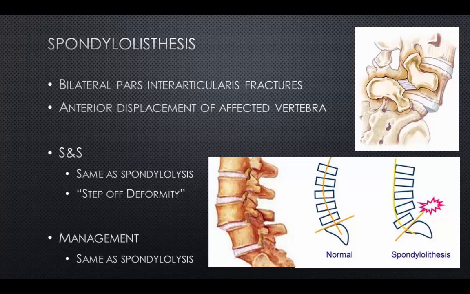A spondylolisthesis is a more severe version of a spondylolysis. This includes a bilateral pars interarticularis fracture. This injury may also include anterior displacement of the affected vertebrae. The signs and symptoms of a spondylolisthesis are the same as they are for a spondylolysis. However, this injury may also include a step-off deformity, which means when the spinous processes are palpated, one spine may be displaced anteriorly, and it may feel like the finger slips into the spine. Conservative treatment is much the same as it is for a spondylolysis.